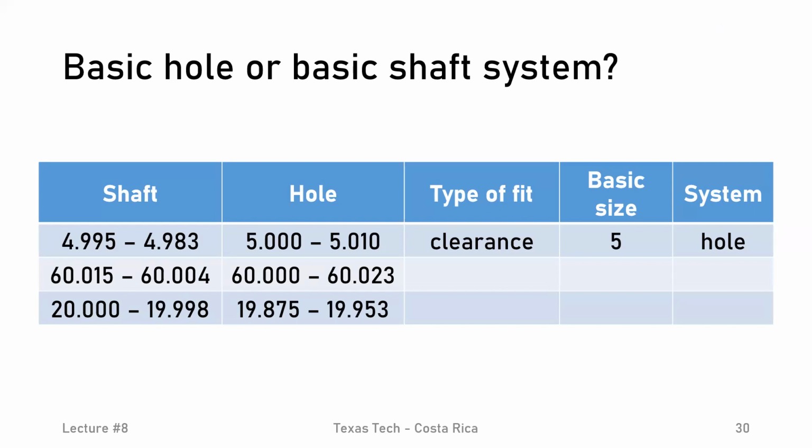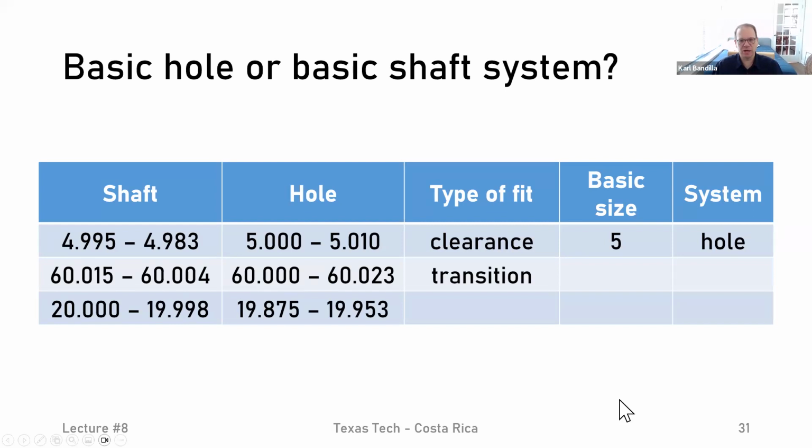Because you get a negative. I get a negative for the minimum, right? Because it'd be 60 minus it. All right, so we get transition. What's our basic size? 60. And then is it a hole system or a shaft system?